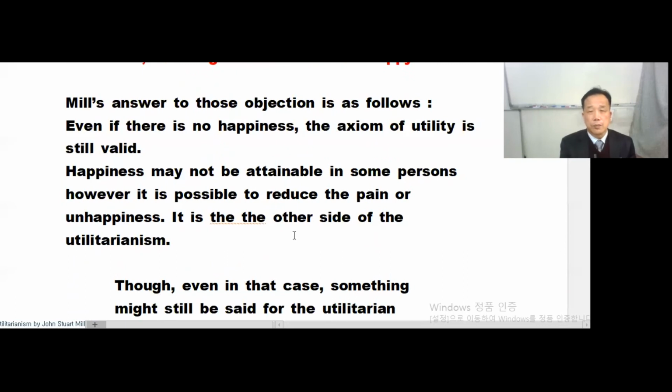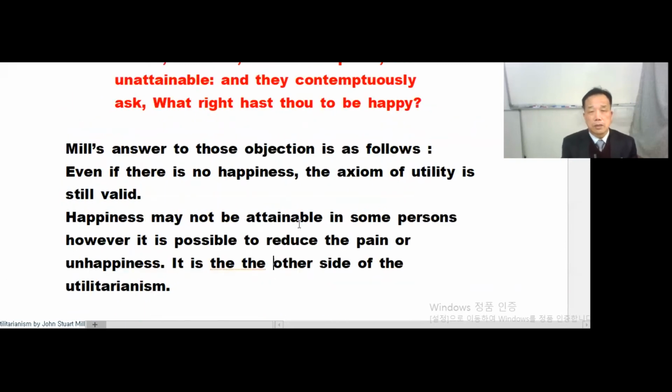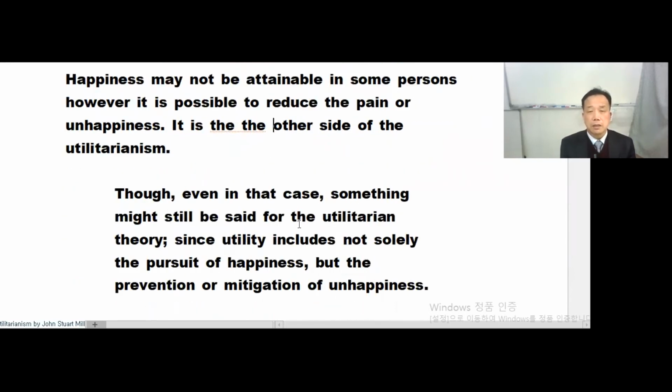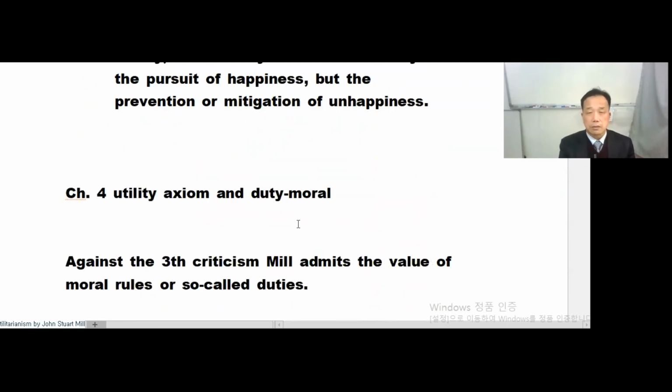Even if there is no happiness at all, the axiom of utility is still valid. Happiness may not be attainable in some persons and in some cases. However, it is possible to reduce pain or unhappiness. It is the other side of utilitarianism. Even in that case, something might still be said for the utilitarian theory, since utility includes not solely the pursuit of happiness, but the prevention or mitigation of unhappiness. Utility axiom and the moral duty.